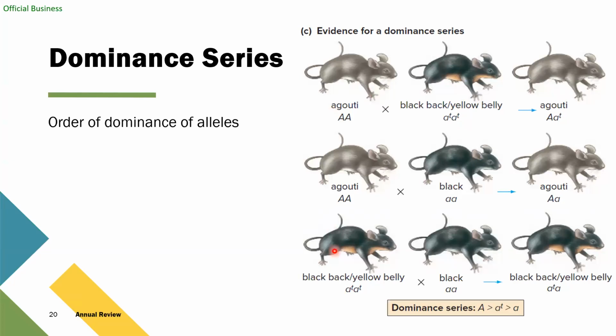Now, crossing the black mouse with a yellow belly and a completely black mouse produces a black mouse with a yellow belly. That means the black mouse with a yellow belly is dominant over the completely black. So you have a series of dominance here, where the agouti color is the most dominant, followed by the black with a yellow belly, and lastly the completely black mouse. So you have this order of dominance for these traits.